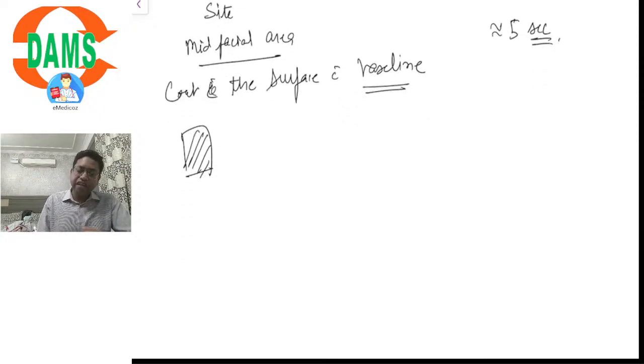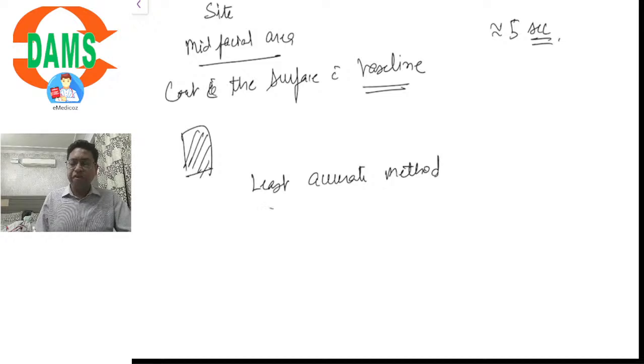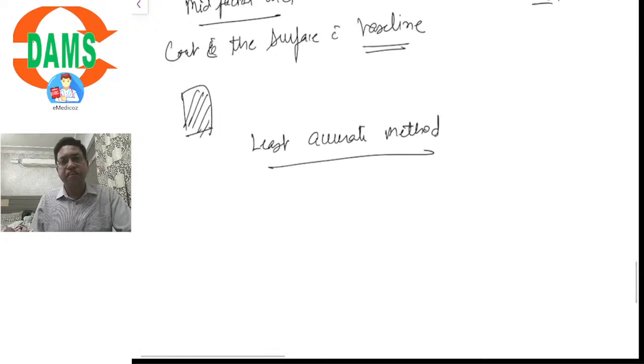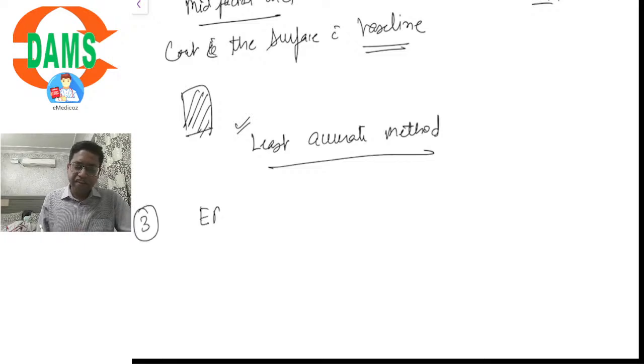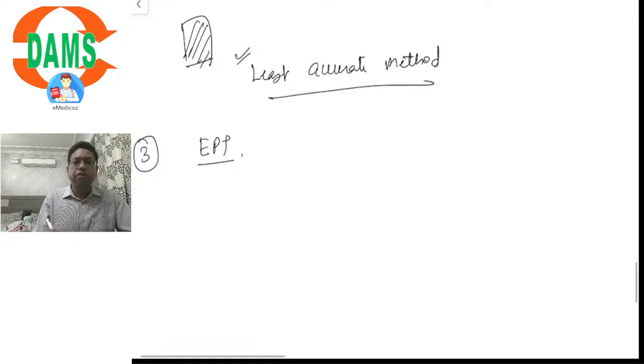Heat testing is the least accurate method. It is the least accurate method of pulpal testing, heat testing. So rarely is any clinical condition present which can be successfully and predictably diagnosed by heat testing. So it is one of the least accurate methods of what? Pulp sensibility testing. The third method of pulp sensibility testing is the electric pulp test.